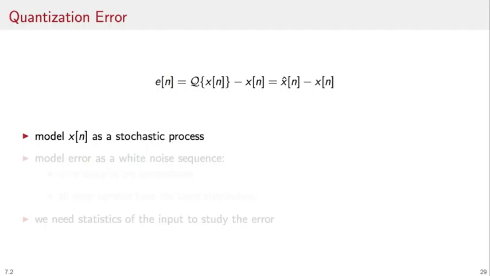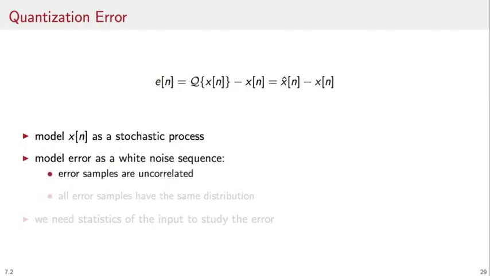So this is defined as the difference between the quantized value, namely the representative value for each interval, minus the real value. We model the input as a stochastic process, as we said in the beginning, and we model the error as a white noise sequence. In other words, we assume that the samples are uncorrelated, and we assume that all error samples have the same distribution.